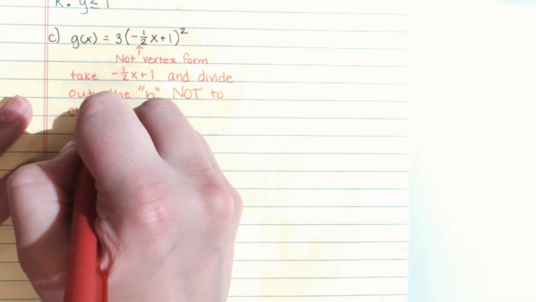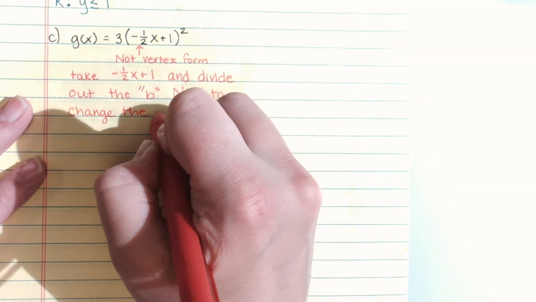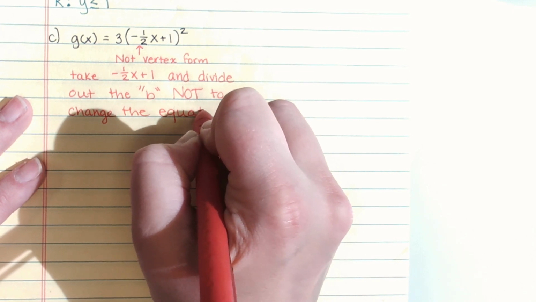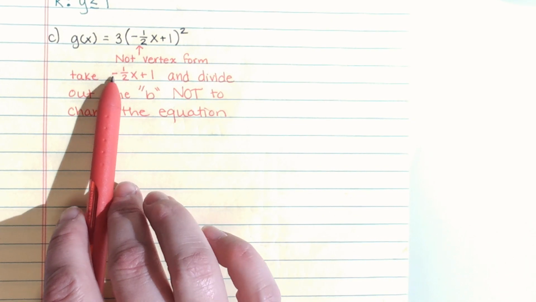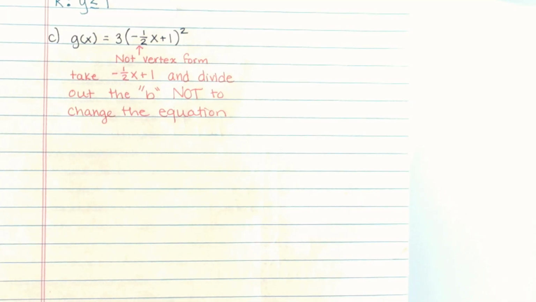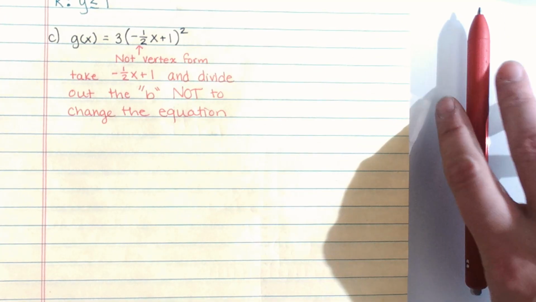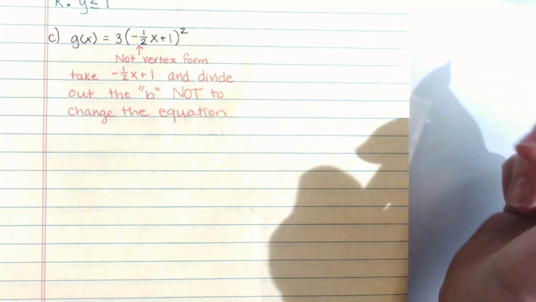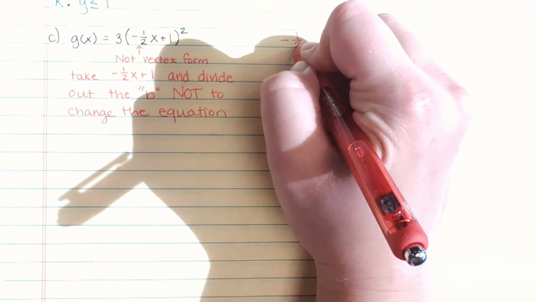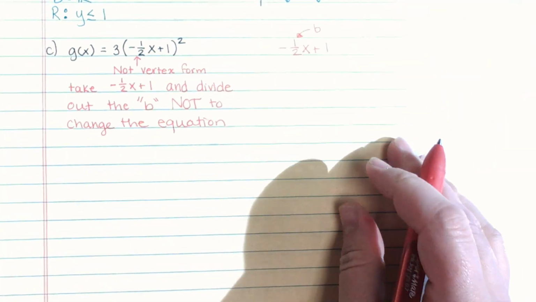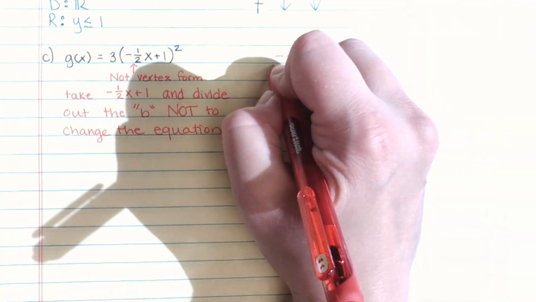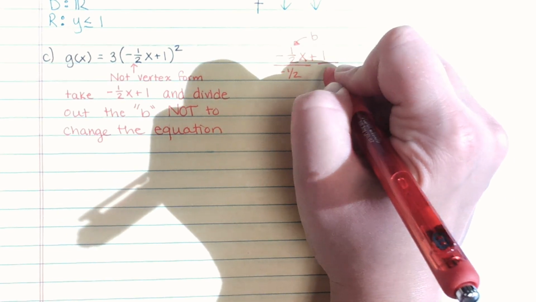Now keep in mind, this is not to change the equation. The equation still is as the equation is. It is still 3 parentheses negative x plus 1, close that parentheses square. Dividing that, in this case, negative 1/2 out is not going to change that. I just do that to manipulate my problem to get what I want. So I take this negative 1/2 x plus 1. This right here is what I'm referring to as b, and I divide it out. Divide by negative 1/2. If you divide one thing, you divide everything.